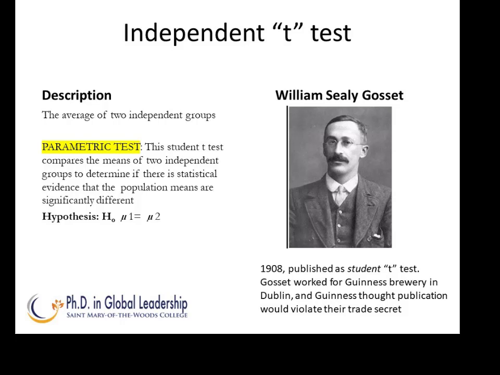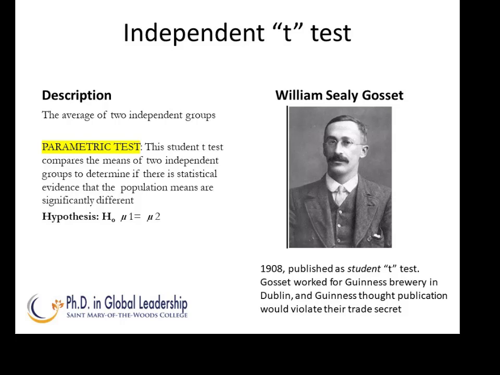Gosset worked at the Guinness Brewery in barley research and wanted to publish his findings. Guinness considered his work a trade secret, but did allow him to publish under the name Student in 1908, thus the student t-test. The independent t-test is a parametric test.